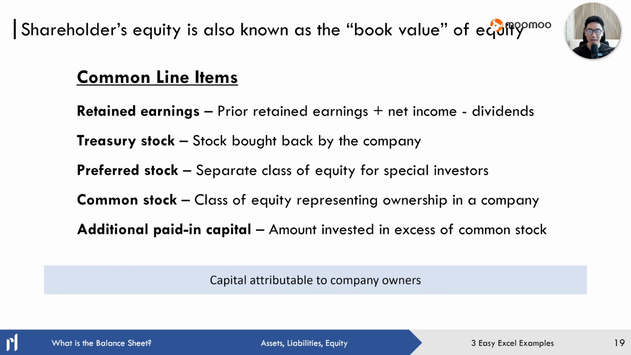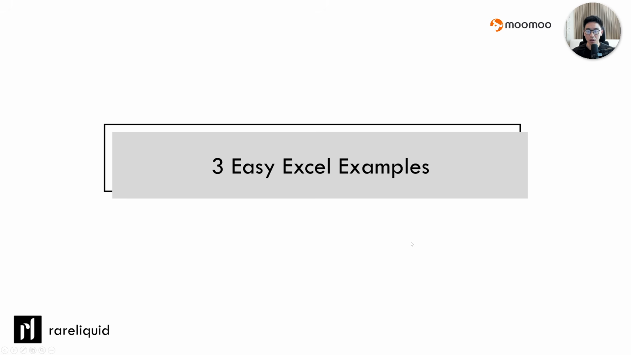And usually, whenever a company, let's say, goes bankrupt, preferred stock will be paid before common stockholders. And preferred stockholders usually get paid dividends. And then there's common stock, which is a class of equity representing ownership in a company. We'll see in the Excel example how that works. And then additional paid-in capital is the amount invested in excess of common stock. So those are the three core components of the balance sheet.